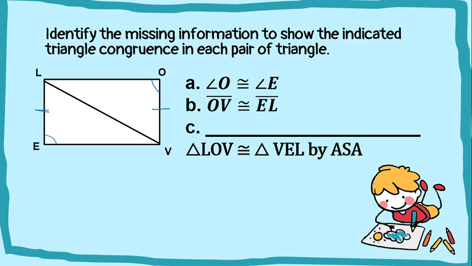So, nakagitna yung ating side. So, kung nakagitna yung side, so, ang susunod natin na congruent is angle. And that is angle V. And sa kabila naman ay angle L. So let's see if that is the answer. We have angle OVL is congruent to angle ELV, or angle V is congruent to angle L. That is by ASA.